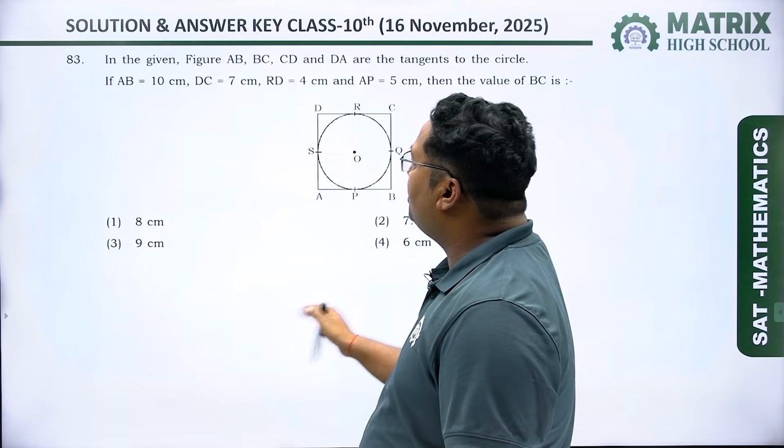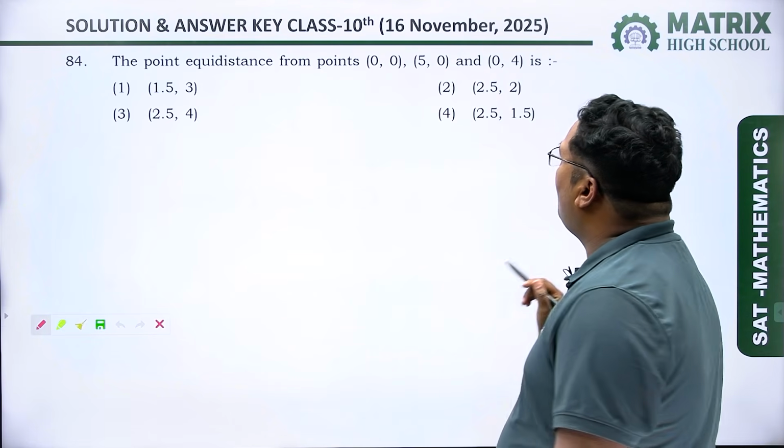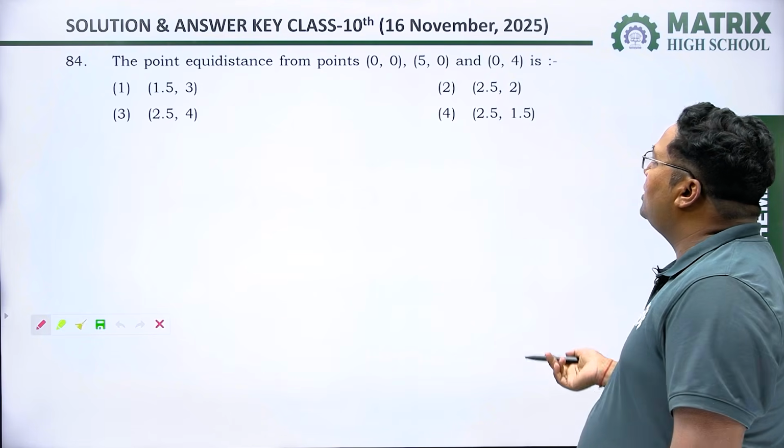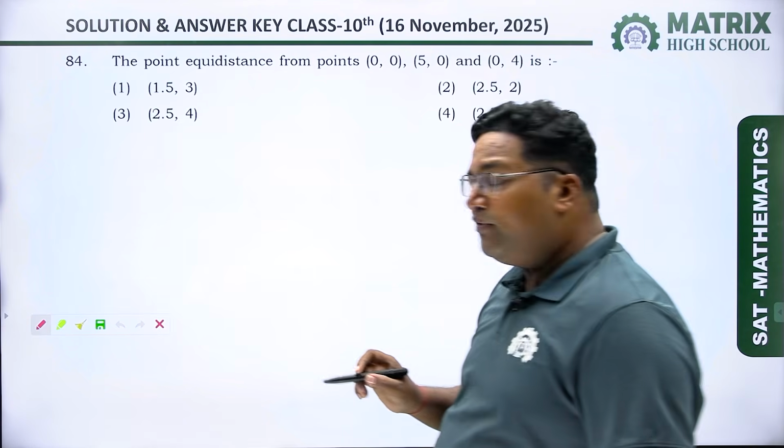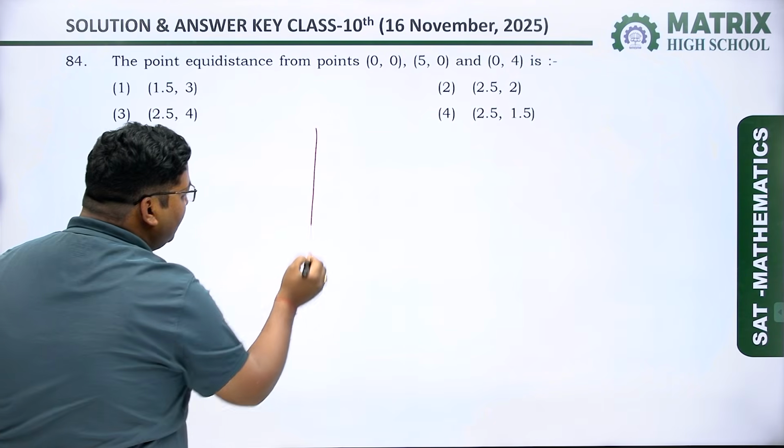Now coming to the next question. The point equidistant from points (0, 0), (5, 0) and (0, 4) is. So first of all, we have to plot these points in a Cartesian system.